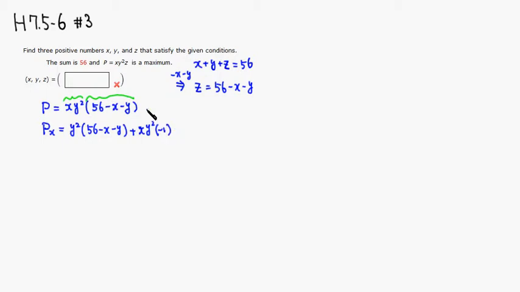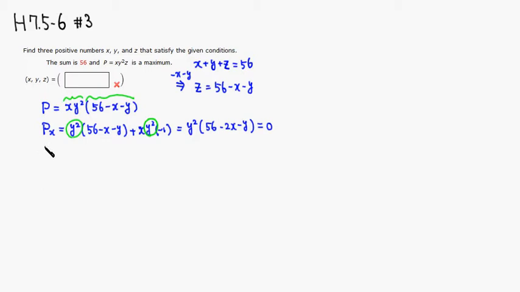Then I'm going to factor out the common factor y squared. So y squared is factored out, then we have 56 minus x, and there's a negative x here, so it's negative 2x, minus y. We set this equal to 0.